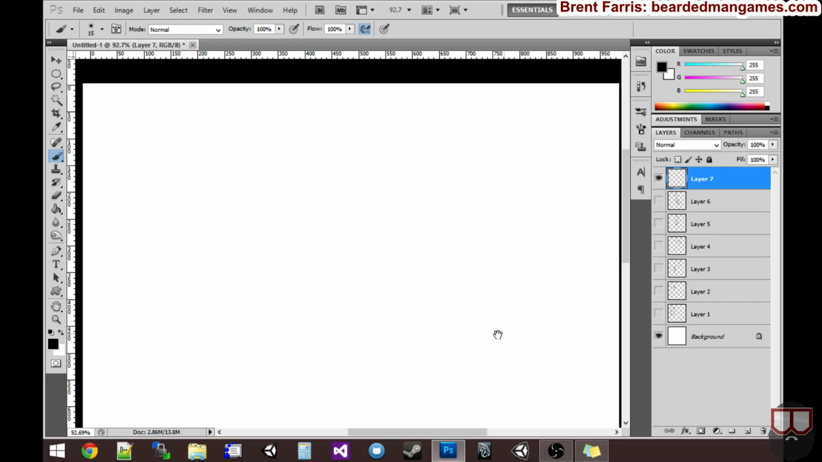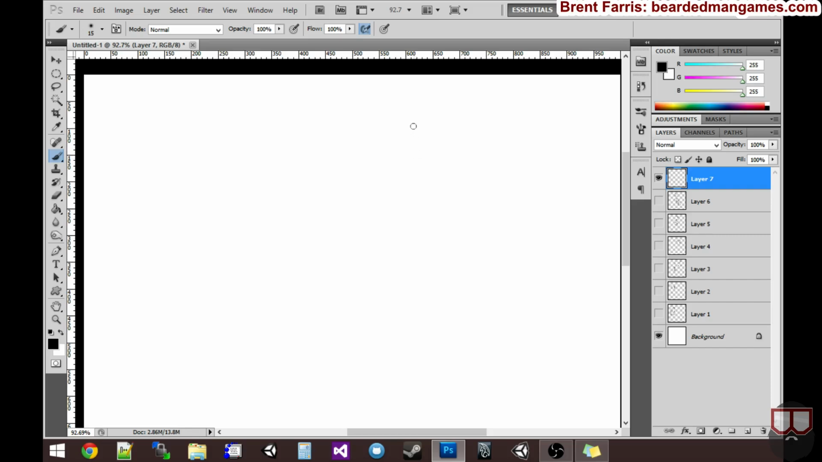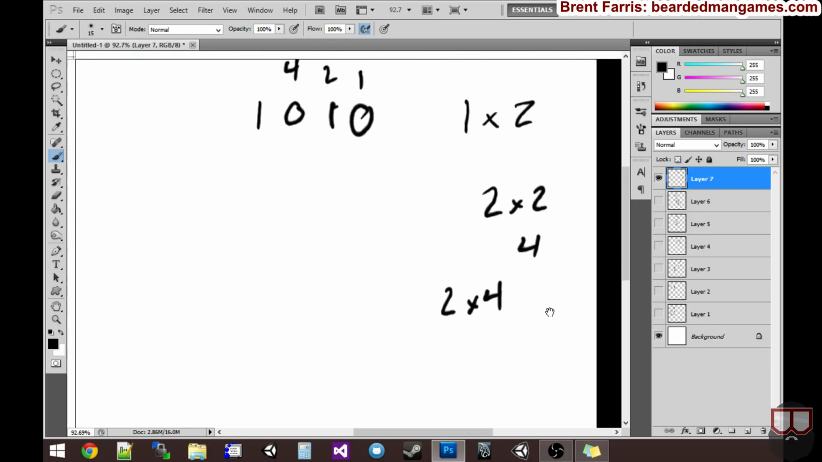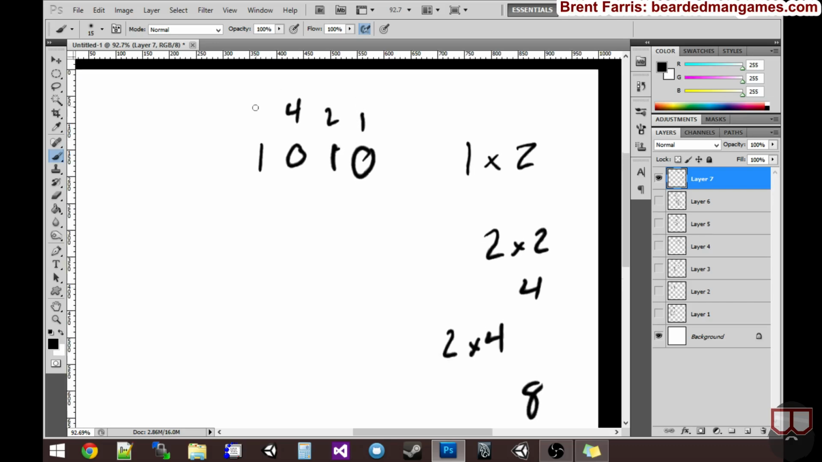So does binary have an equivalent? Yes. So if I put this up for binary, what is it? We always start with our ones place. There are two unique numbers in binary, 0 and 1. So what is 1 times 2? It's 2. So this is our twos place. What is 2 times 2? It's 4. This is our fours place. What is 2 times 4? That would be 8. So this is our eights place.